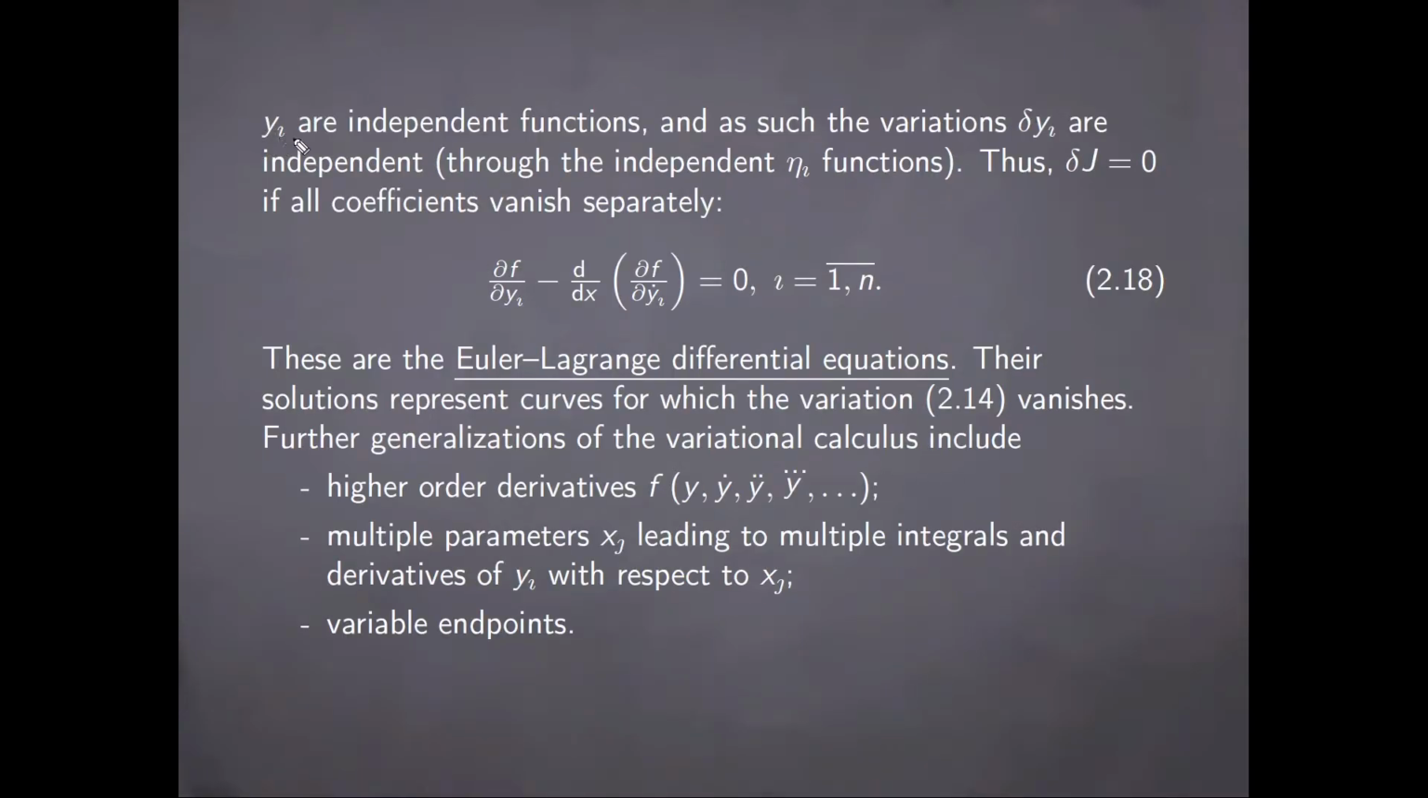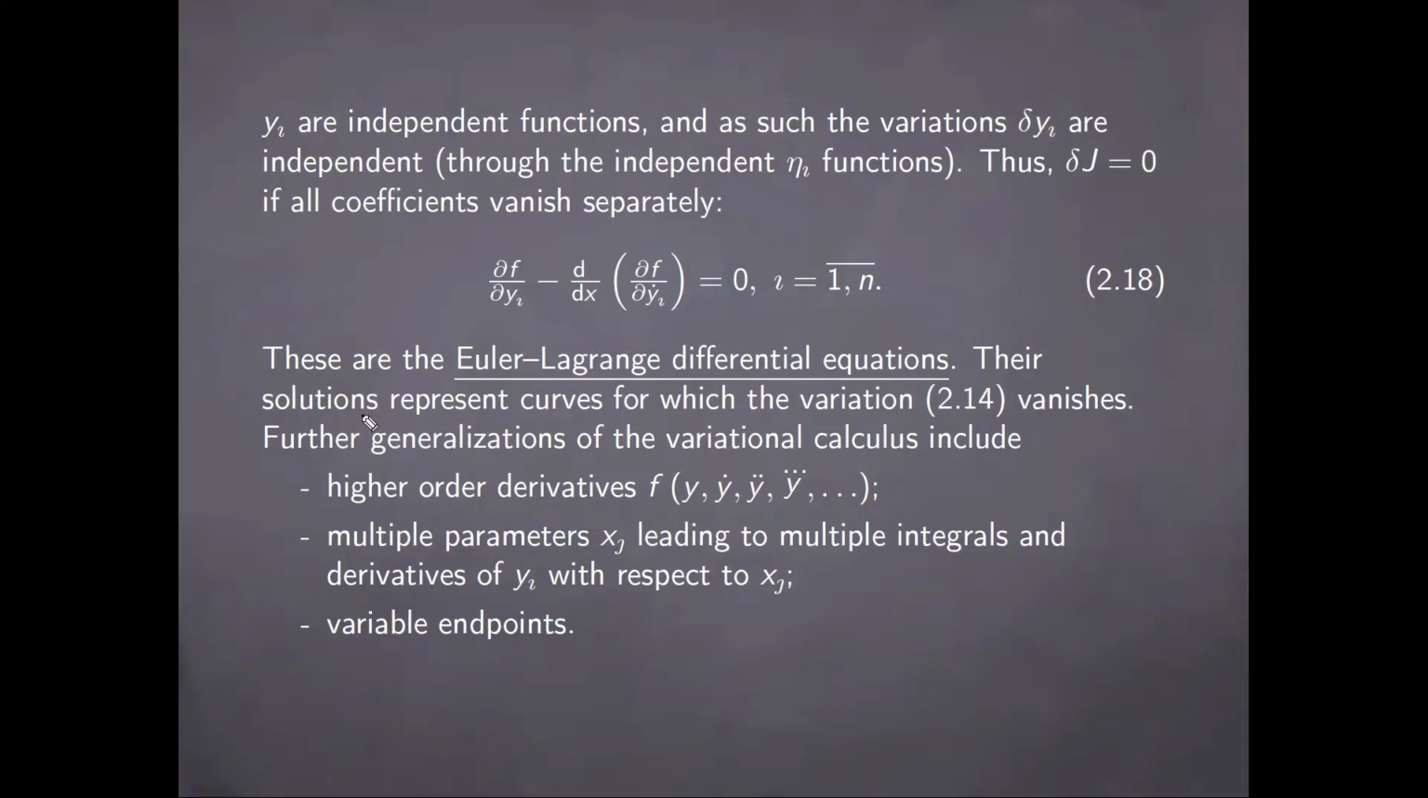Now, because the functions y are independent, then their variations delta y are also independent through the independent eta i functions. As such, the variation of J is 0 if all coefficients vanish separately. And in this case, it is clear that these coefficients, which resemble what we would expect to be a Lagrange equation, become what are known as the Euler-Lagrange differential equations. Their solutions represent curves for which the variation of the line integral vanishes.